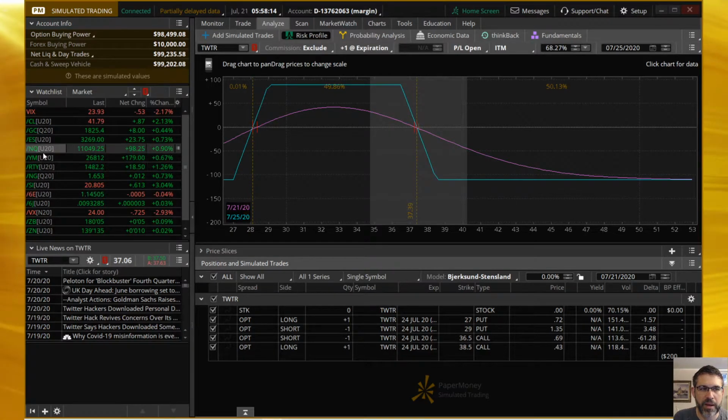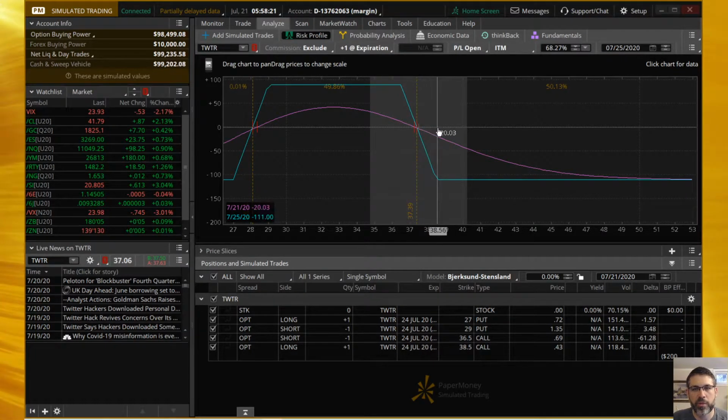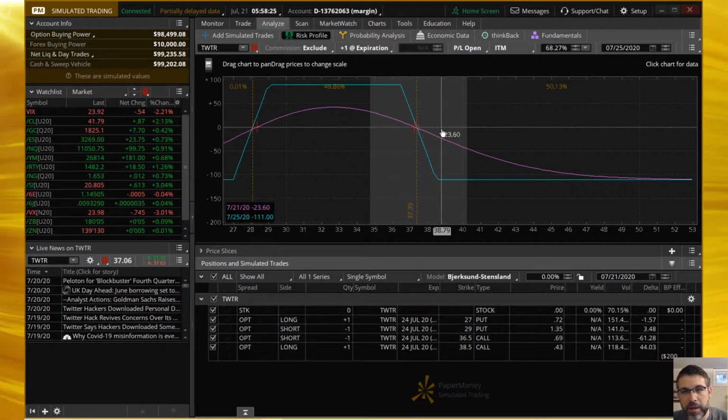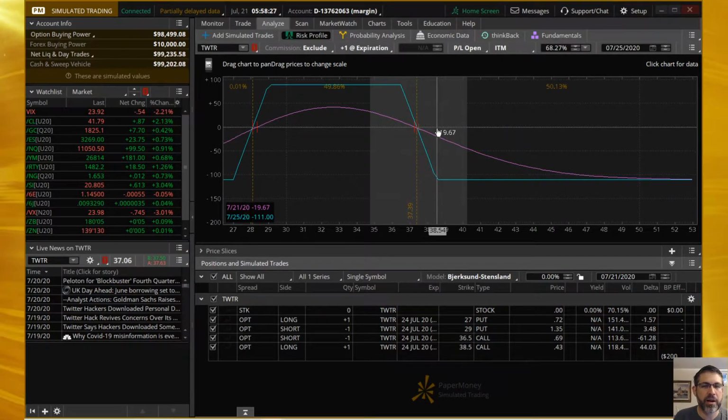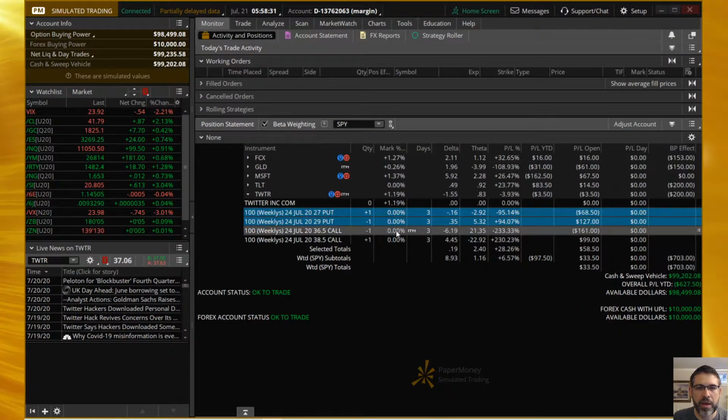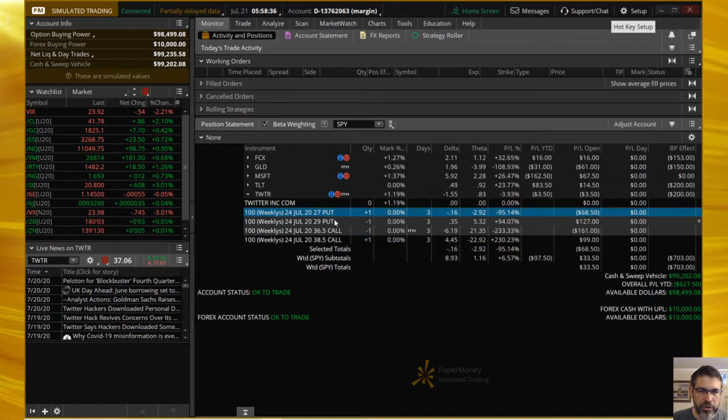And assuming that NASDAQ here is going up another percent-ish, right? This is going to probably begin to lose some more. And we might take a full max loss of $111. Not a big fan of that. I'm going to try to manage that. So back over to the monitor tab here. I want to roll these puts. So I'm going to click on the first put, hold down the shift key, and now I've got these 2 puts selected.